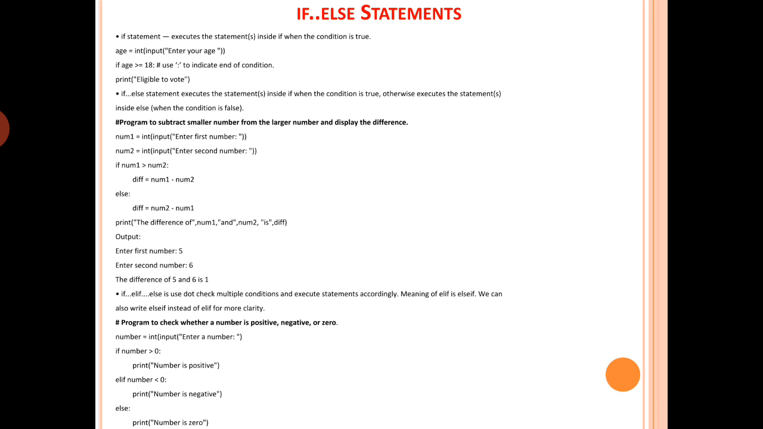So from the output here, first of all, it will give us the message enter first number. So we have entered 5. Now it will give us another message enter second number. So we have entered 6. So it will check which number is greater. Either num1 is greater than num2, then num2 will be subtracted from num1. Else, if num1 is less than num2, so num1 will be subtracted from num2 and then it will print the difference of num1 and num2.